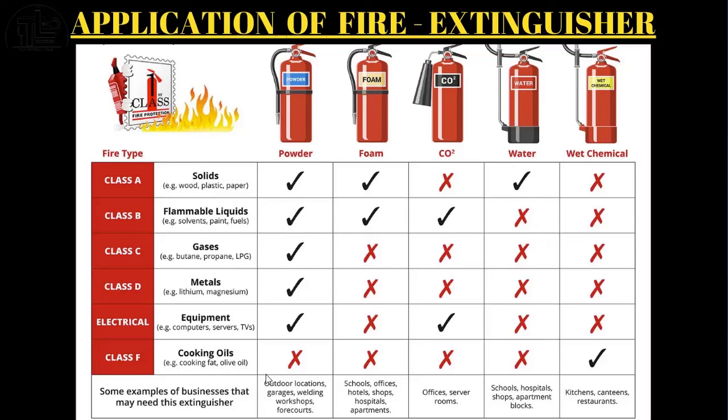Now, these are the different locations where you can find different types of fire extinguisher. For example, powder type of fire extinguisher you can see in outdoor locations, garages, welding workshops, forecourts, etc. Foam type of fire extinguisher you can see in schools, offices, hotels, shops, hospitals, apartments. CO2 type of fire extinguisher you can see in offices, server rooms. Water type you can see in schools, hospitals, shops, apartments. And wet chemical you can use in kitchens, canteens and restaurants.